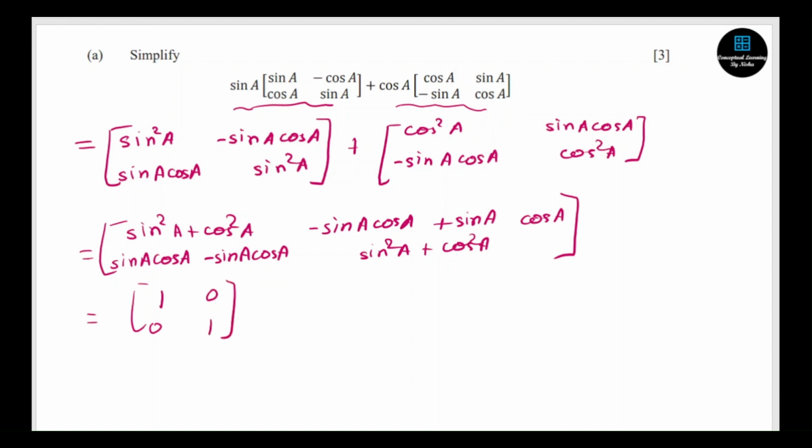You have to write the reason that sin square theta plus cos square theta, or sin square A plus cos square A, let me just write A only, is 1. Alright? Okay, perfect. Very easy question.